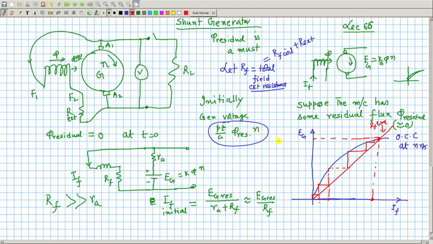So, there is nothing left to chance. I cannot simply say it will grow, and I cannot say where it will settle down. Why am I saying it is the final intersection point? Because it is at this point that generated voltage is this much and field current is this much, everything is satisfied. Therefore, the final generated voltage will be this.